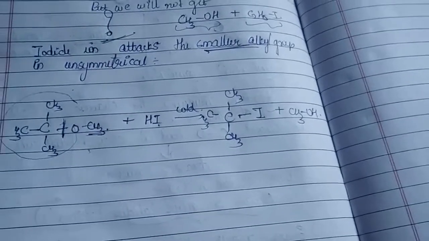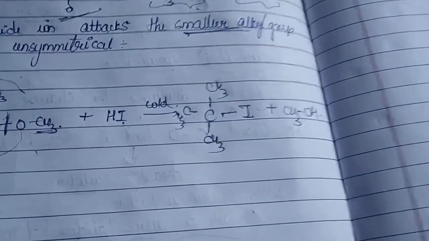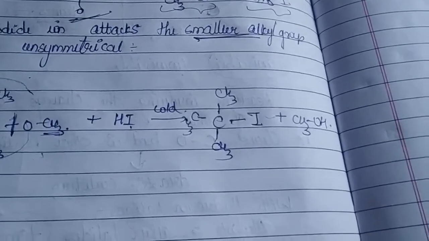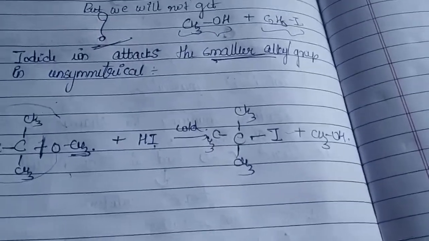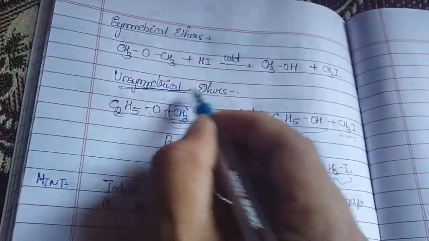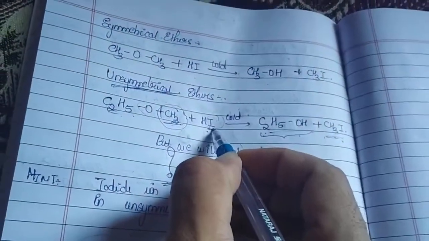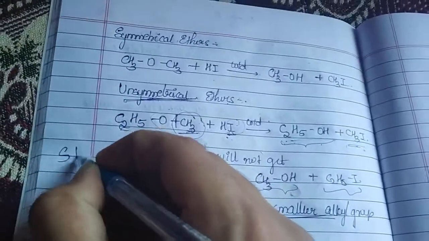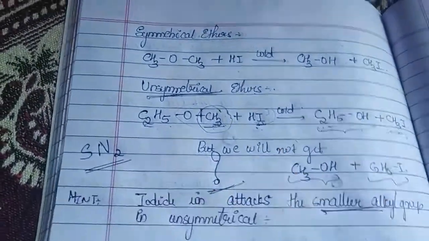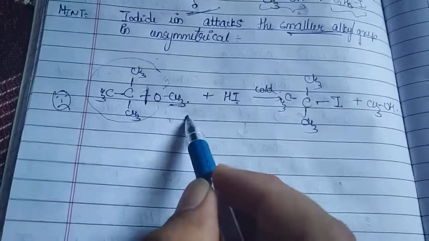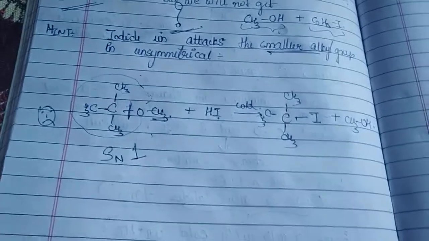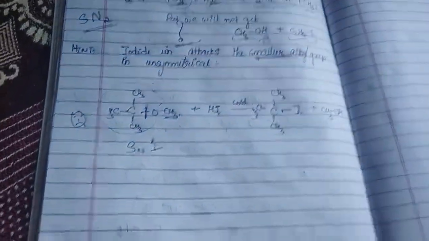Another concept. You can understand better if I give its mechanism. Don't worry, I'm not going to give a complex mechanism, just simple words which we have dealt with earlier. When you're treating unsymmetrical ethers with cold hydrogen iodide, remember, it is undergoing the SN2 mechanism. But when you're treating a tertiary alkyl ether with cold HI, remember, it is undergoing the SN1 mechanism. What is the difference, sir?